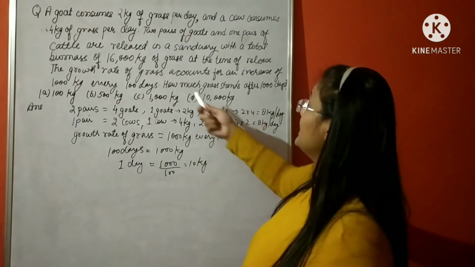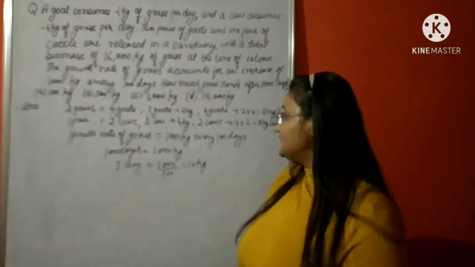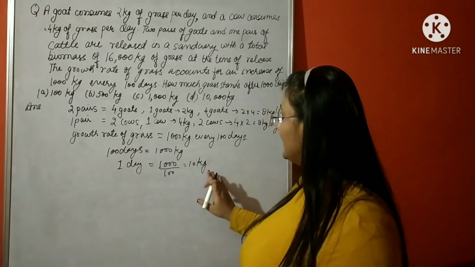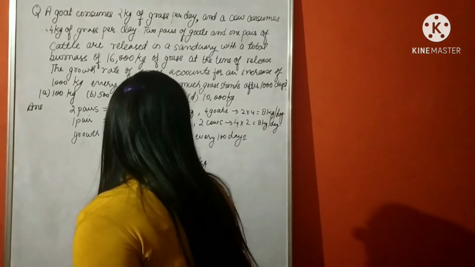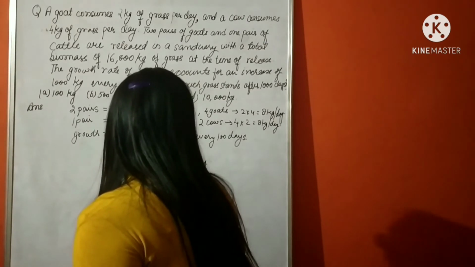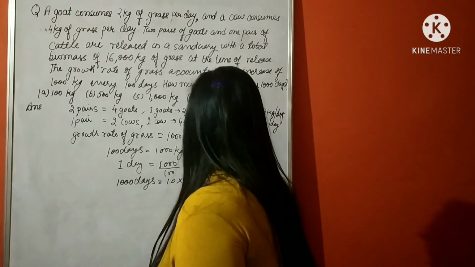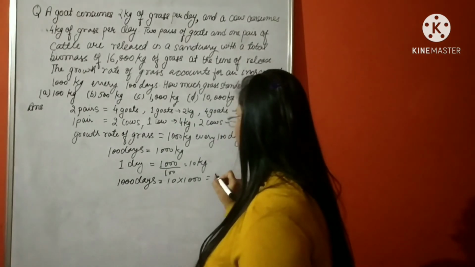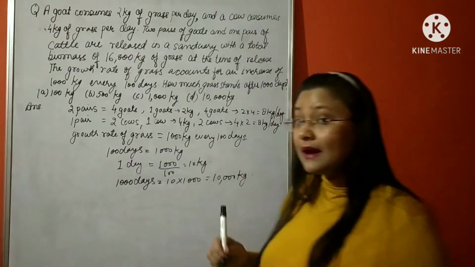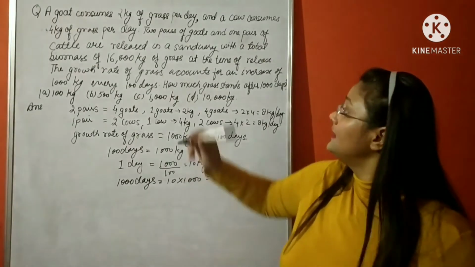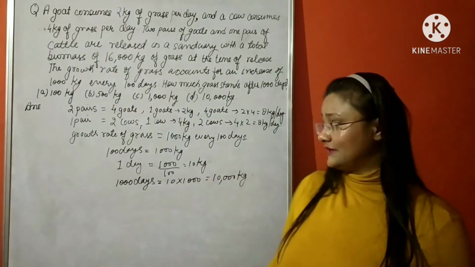So they are asking how much grass stands after 1000 days. So we will use 1000 days. It will increase by 10 into 1000, simple. It is 10,000 kg. But we need to remember that this is the increase. The initial value is 16,000 kg.